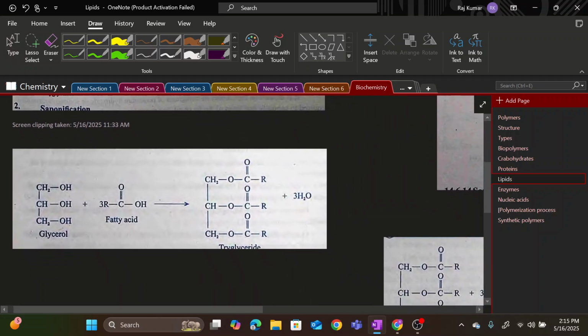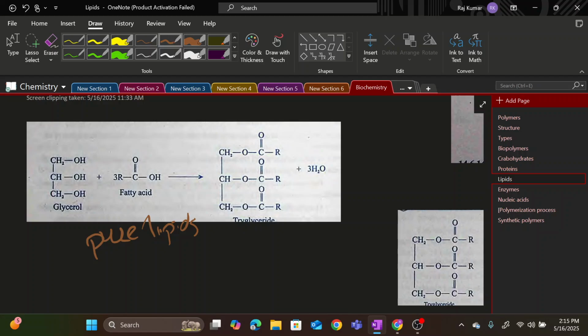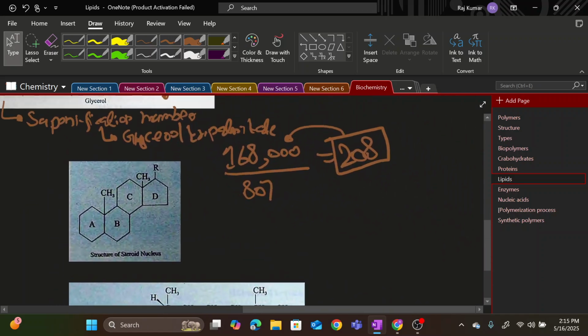Now let's understand a few other things. Whenever you react fatty acids with glycerol, it is going to produce triglycerides, which are the pure lipids. Again, like proteins, we have three classes: simple lipids, or pure lipids, complex or conjugated lipids, which are mixed with other types of molecules, and then we have derived lipids like sterols and cholesterol. So that's again something we have already learned.